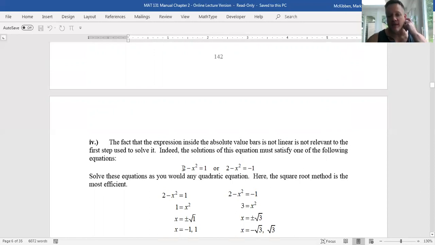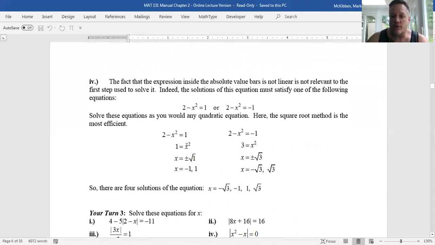And so we set the inside, notice the absolute values are now gone. We set the inside equal to 1 and -1. Those are two quadratic equations. So you have to use whatever method works for solving a quadratic here. Since there's no strict x term, we're going to go ahead and use a radical method, which means I'll get the x squared on one side by itself, the constant terms on the other, and then take the square root of both sides, realizing that when you do that, you get a plus or minus each time.